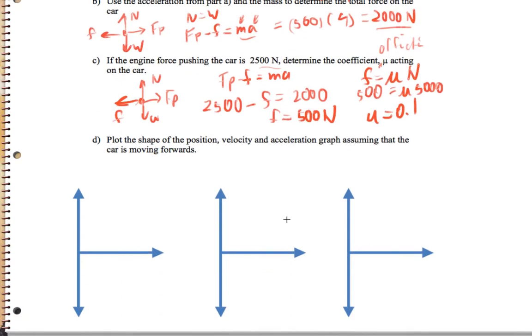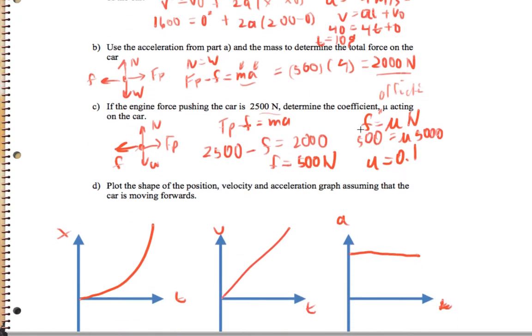Now, we want to plot the position, velocity, and acceleration graphs, assuming the car is moving forwards. Well, the position graph, that's going to be a parabola moving forwards. The velocity graph looks like this, and the acceleration graph looks like a flat line here. So this is velocity versus time, and acceleration versus time. So this is from those pictures of graphs that I actually gave you in the study guide. And since they're moving forwards, that's why they have the shape that they have.